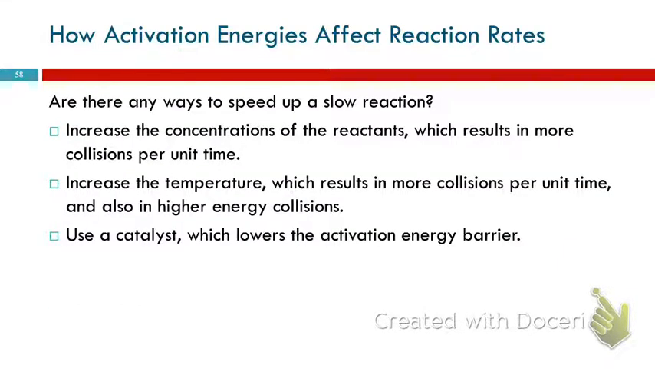Can you speed up a slow reaction? Yes, there are things that can be done. One of them is to increase the concentration of the reactants. That's going to cause more collisions per unit of time. Out of those collisions, a certain percentage will have enough energy. So if we increase the number of collisions, we'll increase the number that have enough energy to get over. We can also increase the temperature because that increases the energy of the collisions. More collisions with enough energy means more reaction and a faster rate. Or we can use a catalyst, which lowers the activation energy barrier. We can cut the top off of that hump.